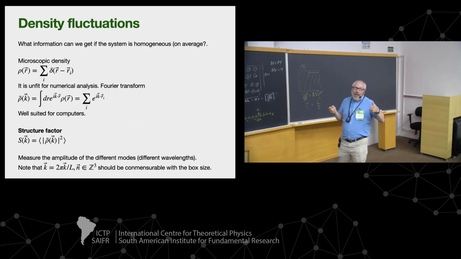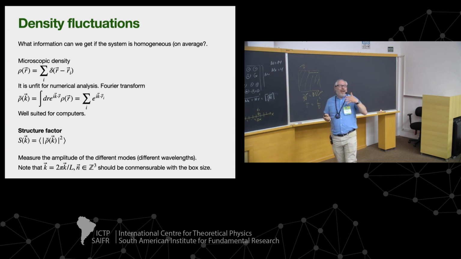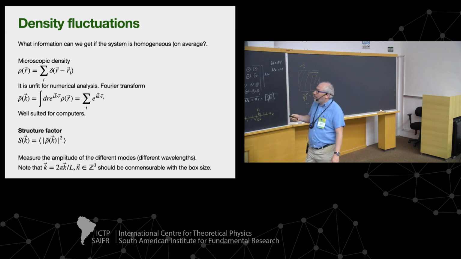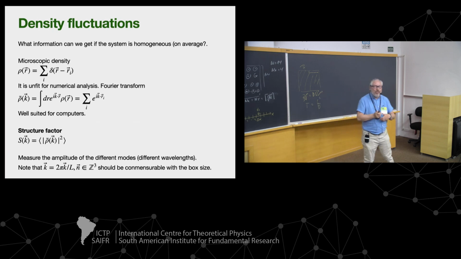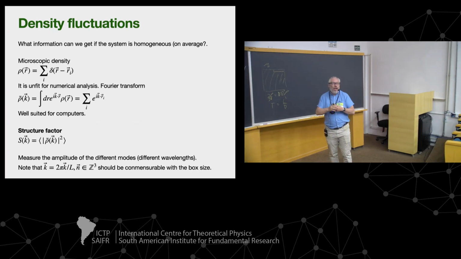But then, if the average of that is 0, you can compute the variance of the modes. That's the variance of the modes. That is the average of the amplitude of the modes squared. Because they are complex numbers, you have to put the absolute value. This is called the structure factor. And the structure factor is going to give you information on the amplitude of the fluctuations at different wavelengths.